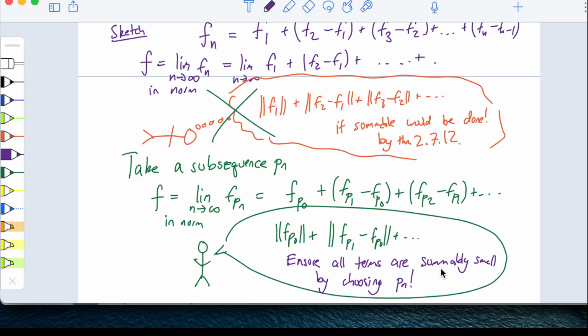Questions here before we jump into the nitty-gritty? Yeah. So when we start the sketch, you would just define the f to be f1 plus f2 minus f1.